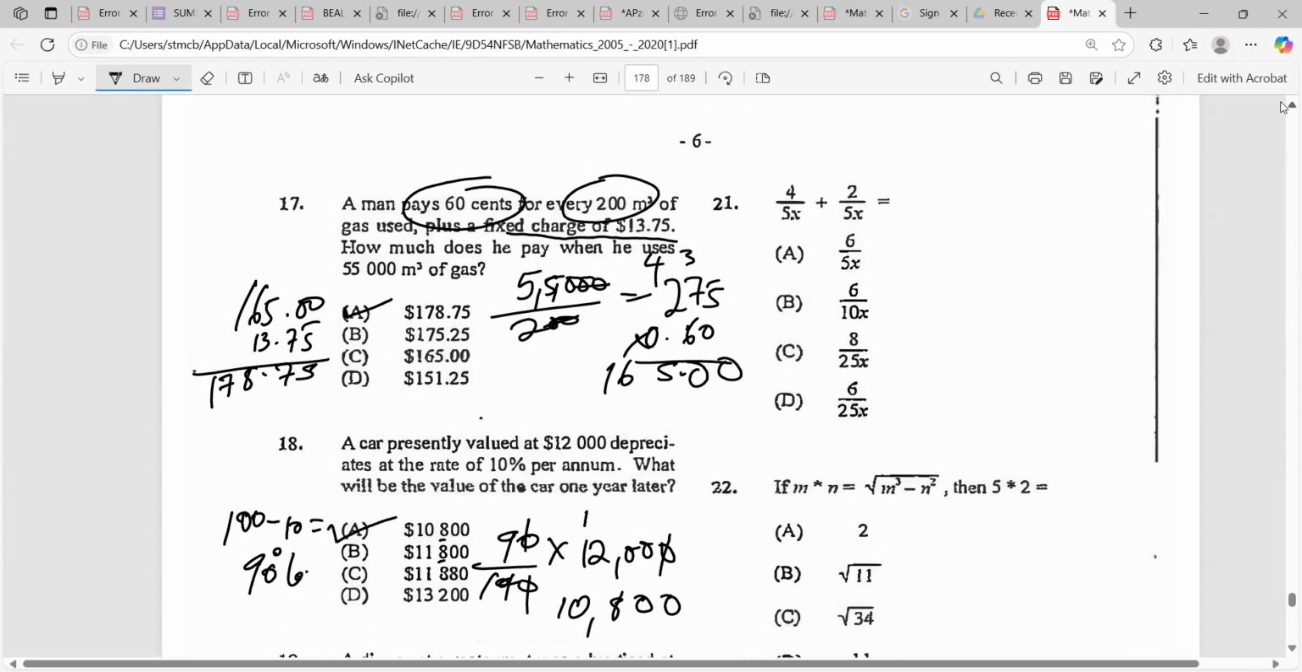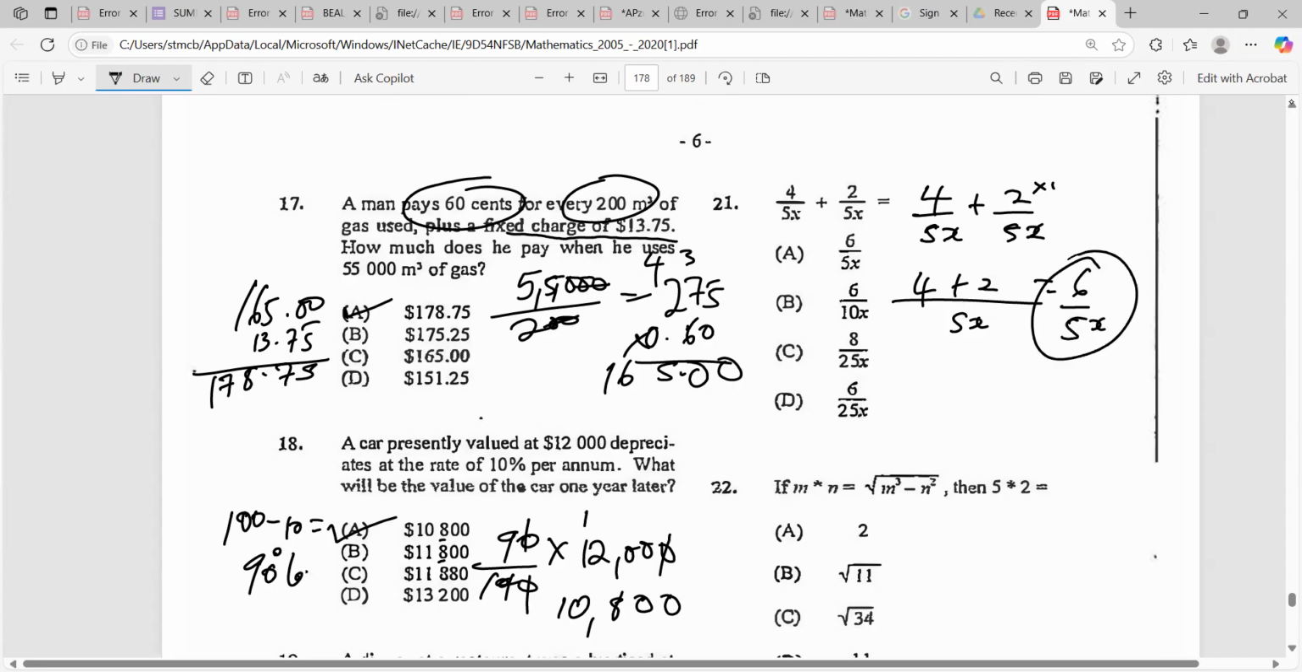Alright, 4 over 5x plus 2 over 5x. Now, both of them have the same denominator, right? So once they have the same denominator, we're going to keep the denominator. So this would have been 5x, and of course we have 4, because 5x into 5x will give 1, right? And of course this would be 2, 1 times this. So that's 6 over 5x. We're going to keep the same denominator because they are the same. So that would have been A.